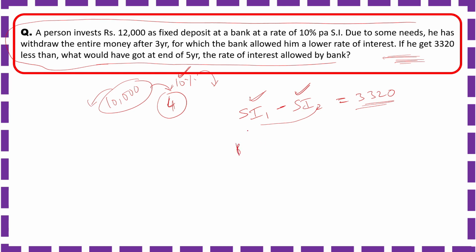Now let's calculate. SI, we know, is PNR by 100. So what is the principal in the first case? 12,000.